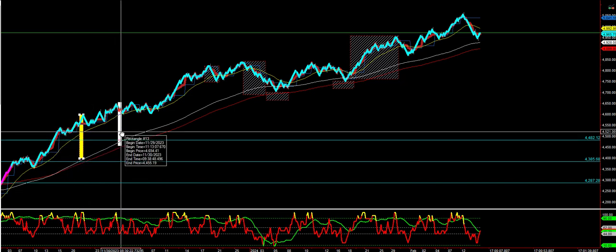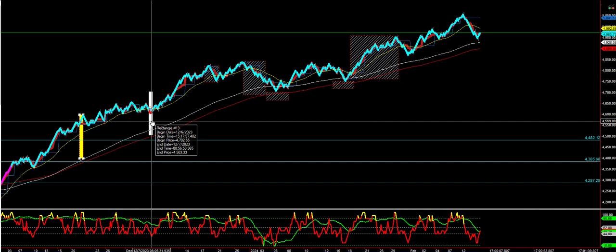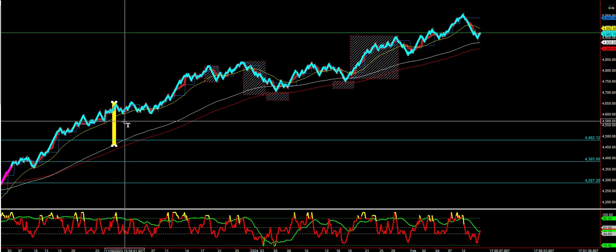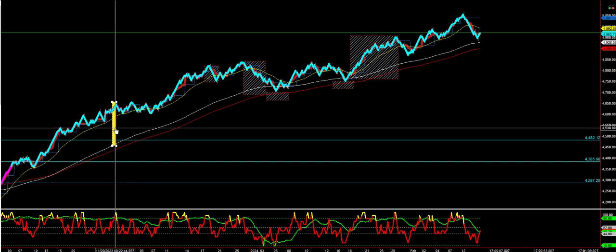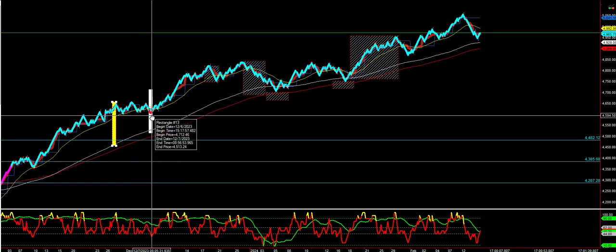Ride the trend. Keep on riding. Right? Ride the trend. So now here, at this point, we got some reaction. We are looking for a 50% pullback where we can enter again. Let's keep on moving, and there it is.